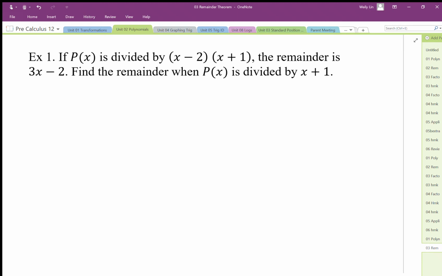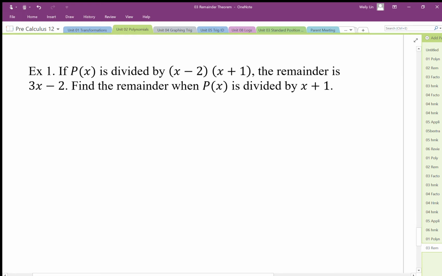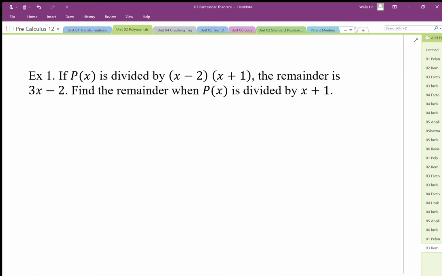So this problem can be done in a couple of ways, but this is really where the division statement can be very handy. Okay, so we have our polynomial p of x. It's divided by x minus 2 and x plus 1, and we get a remainder that is 3x minus 2. And so what it's asking is, what's the remainder when we only divide by one of these factors?